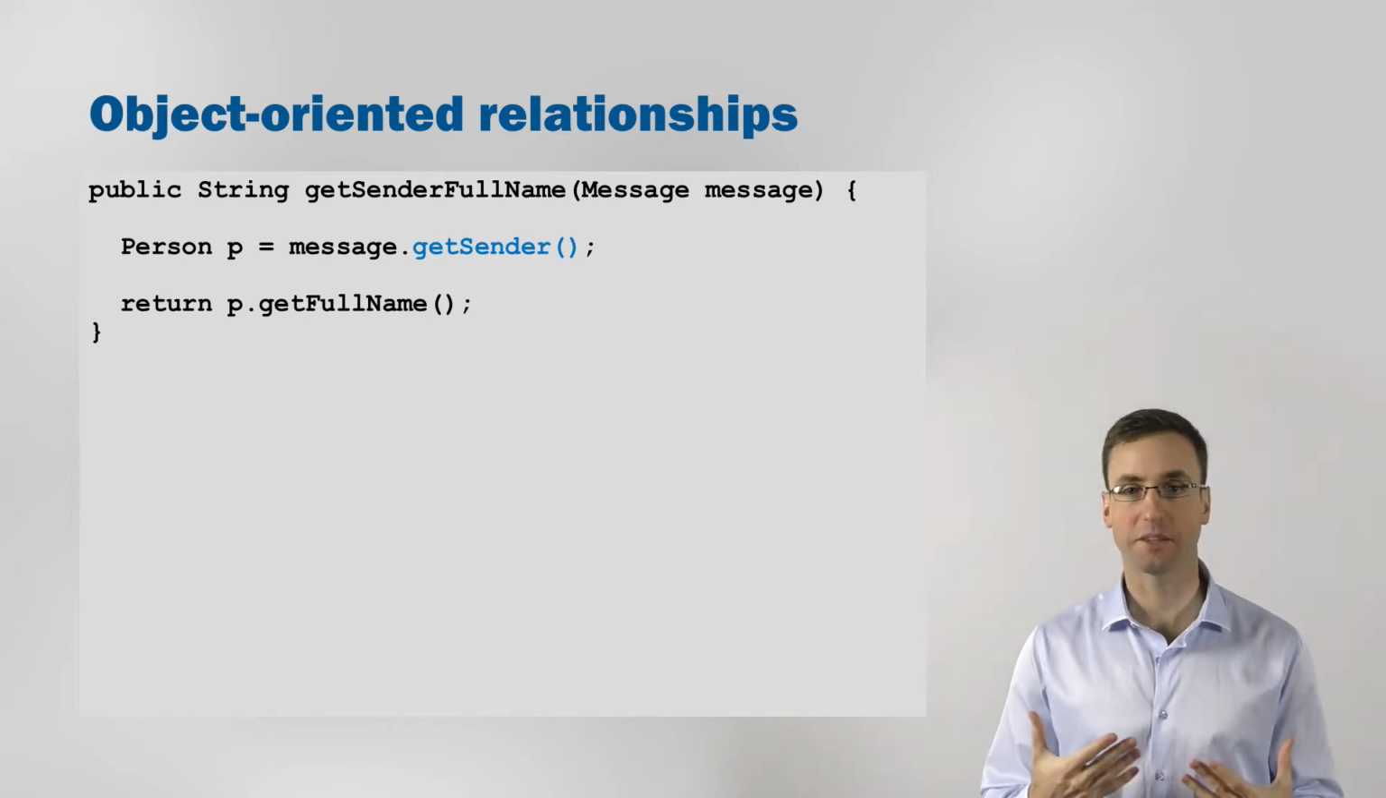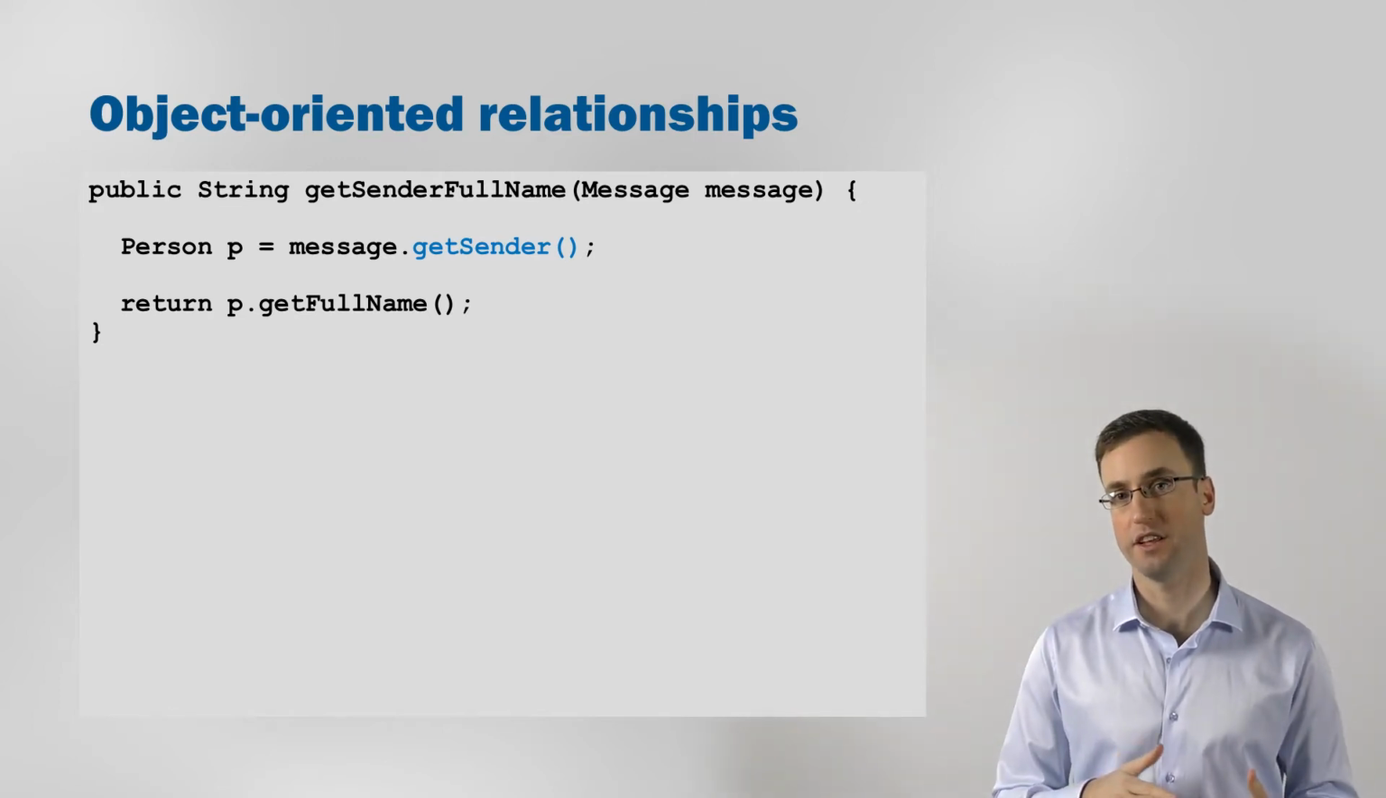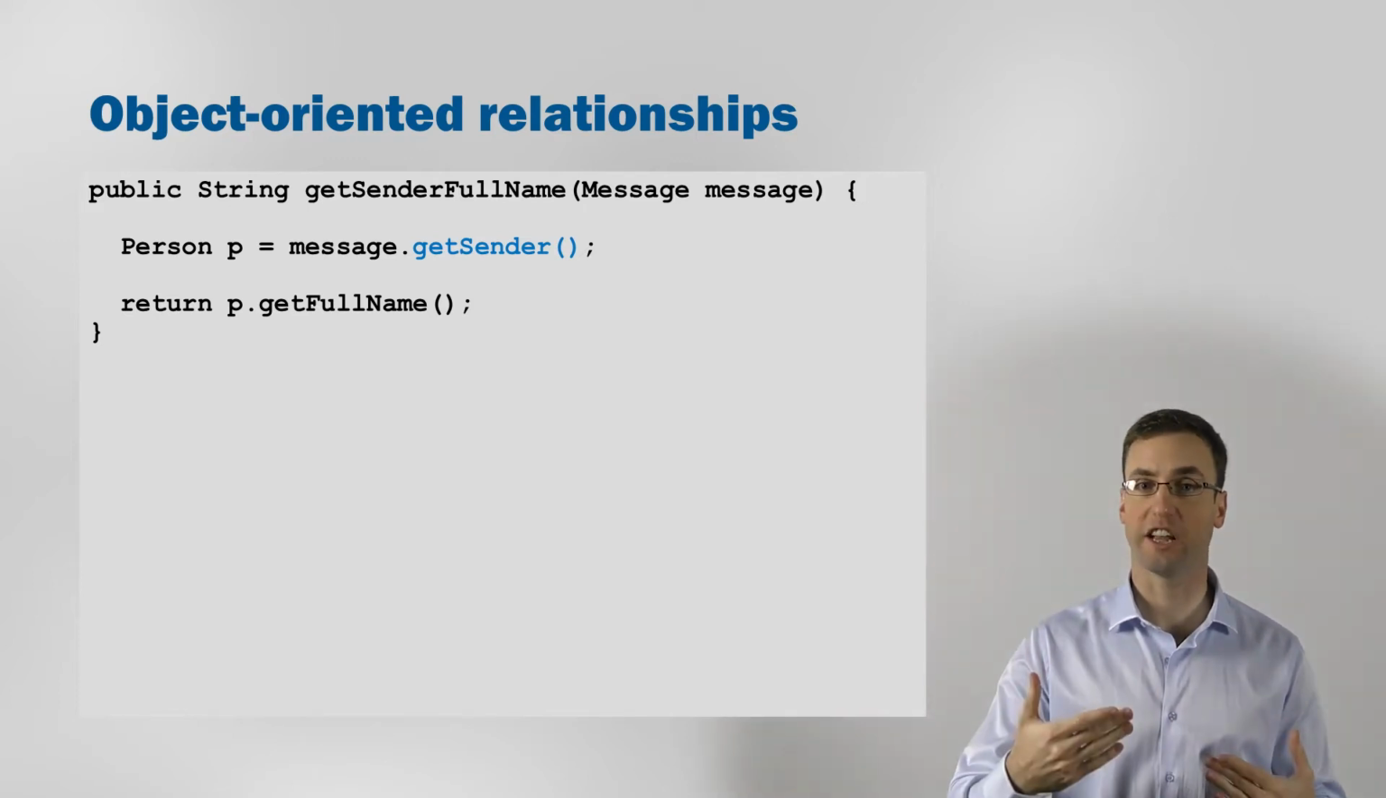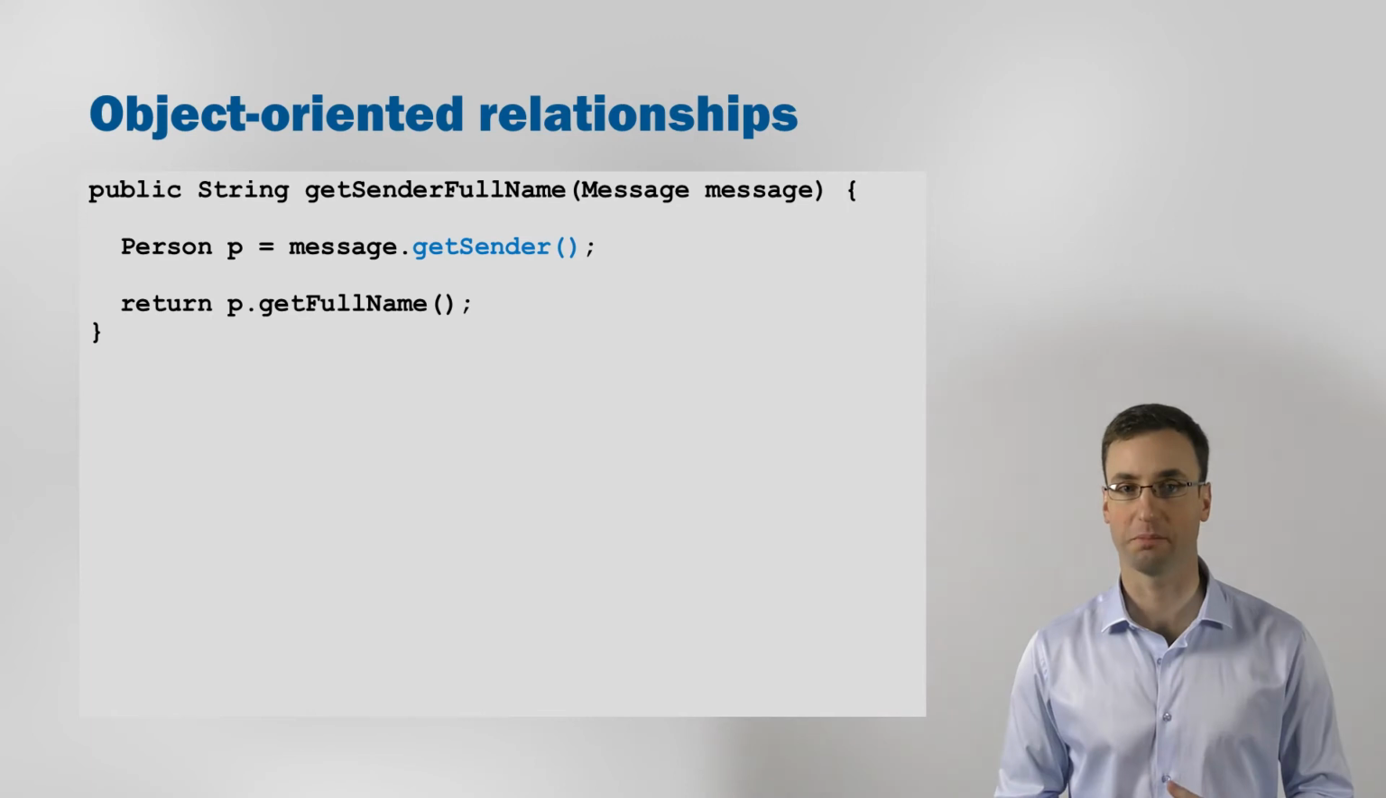Fortunately, JPA supports this kind of direct navigation. JPA will automatically perform joins on foreign keys to retrieve the other side of a relationship and create that matching or corresponding entity.